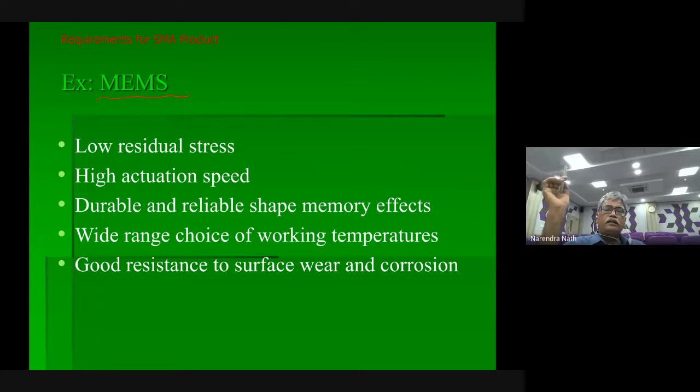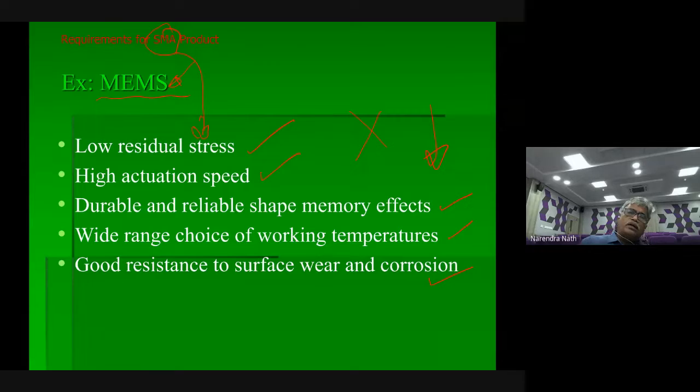And for example, for an SMA product, if you want to use it for MEMS application, what should be the criteria? It should have low residual stress, high actuation speed, durable and reliable shape memory effects, a wide range of choice of working temperature, and good resistance to wear and corrosion. So when you design the SMA for this application, it should have these characteristics. If it is not meeting any one of these, then you cannot use it. The life will come down.